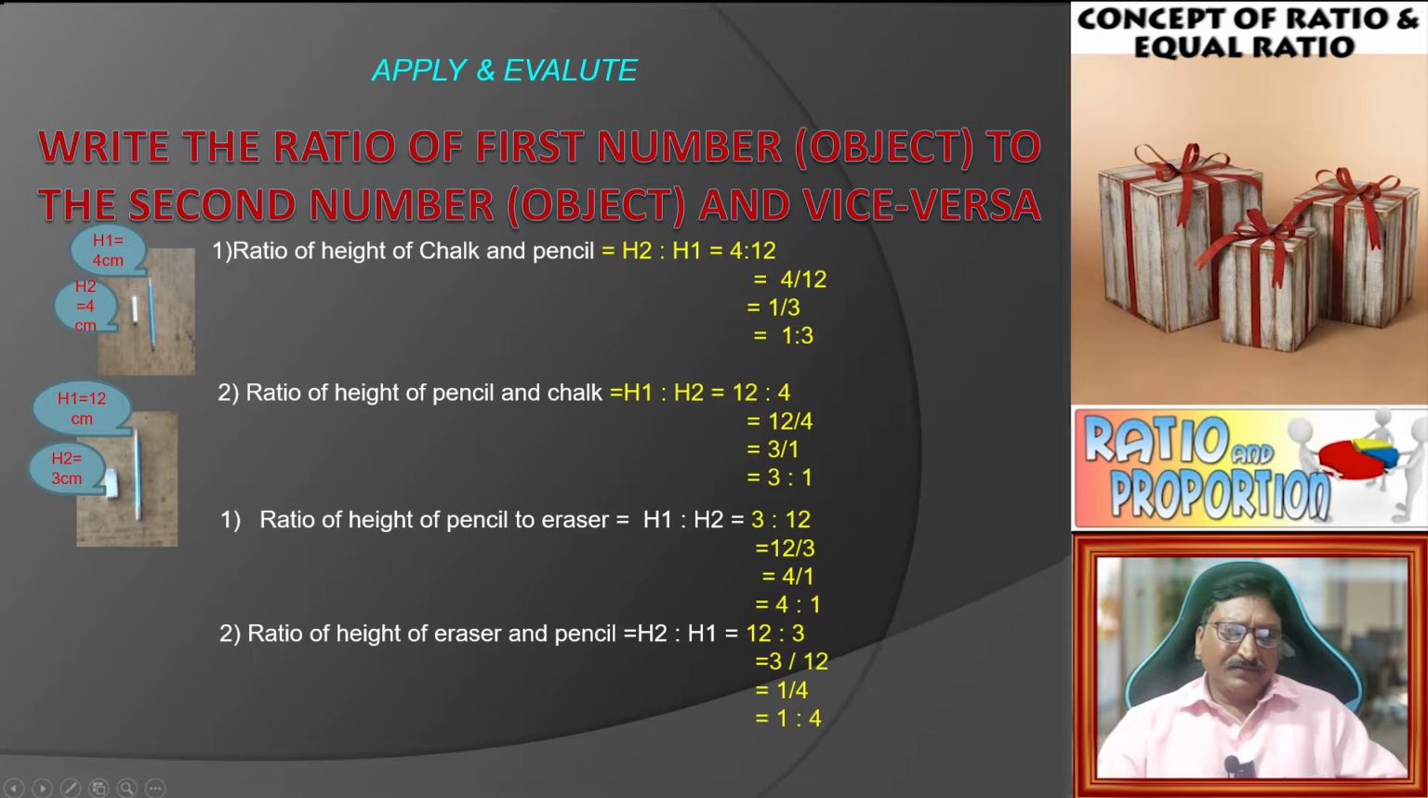Last example here, ratio of height of eraser and a pencil. First time we have taken the ratio of height of pencil with the eraser. Now we are taking the ratio of height of eraser with pencil, and therefore it's written as H2 is to H1, and put the values here. It's 12 is to 3, written in the form of a fraction, 12 upon 3. Again reduce it by dividing by 3, we'll get 1 upon 4, and the last ratio is 1 is to 4. Now again see the further.